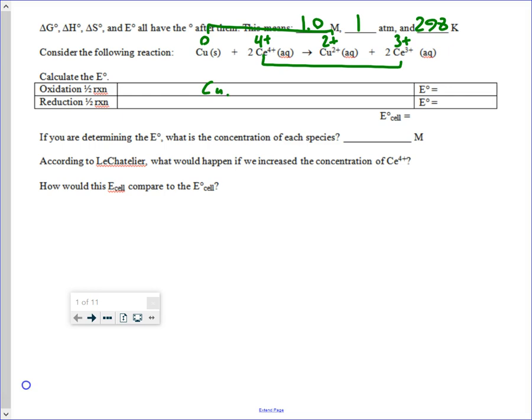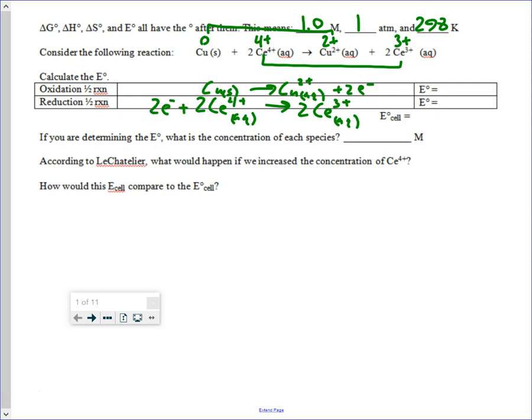We've got copper solid changing into copper 2+ aqueous. Okay? To balance that half reaction, the charges, we need to make them work out, so we've got to add 2 electrons on the product side. For the reduction half reaction, we have 2 cerium 4+ aqueous on the reactant side, and we have 2 cerium 3+ on the product side. And we've got to again balance out charges. That's going to require 2 electrons on the reactant side.